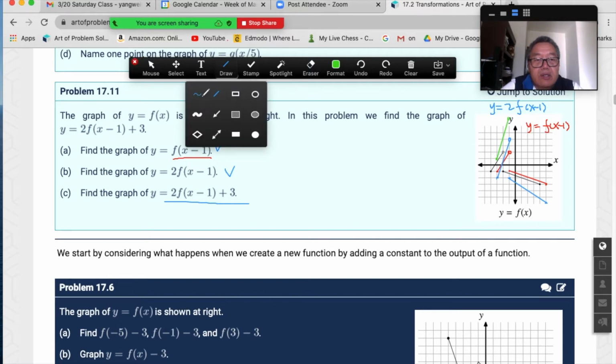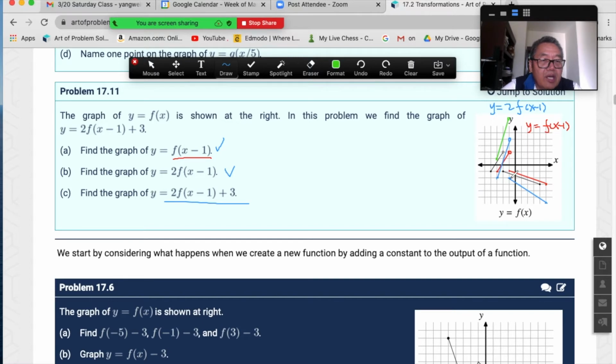Now the next section, the blue color, this one's -2. Go up, that will be +1 here. This one, that's -6, goes to here. Then you connect these 2 points. This will be the graph. Okay, the green color is the graph of the function y equals 2 times f(x minus 1) plus 3.